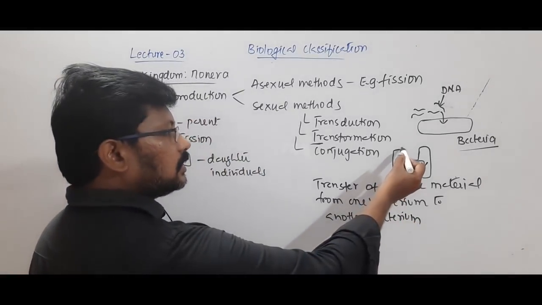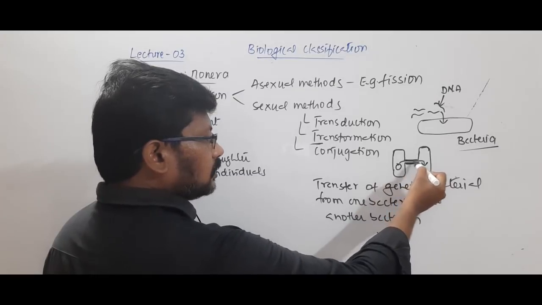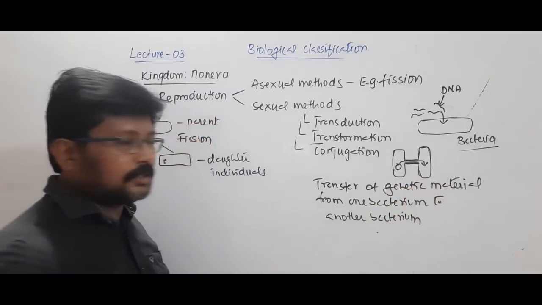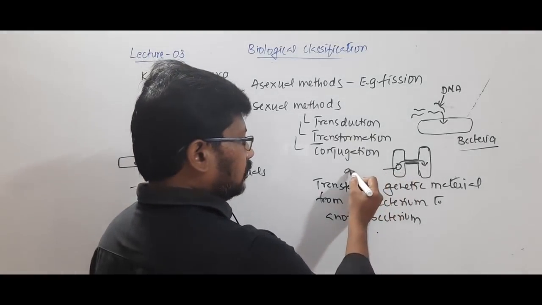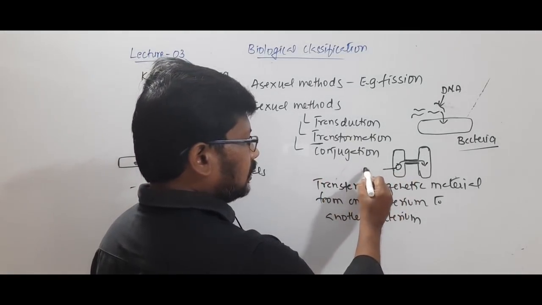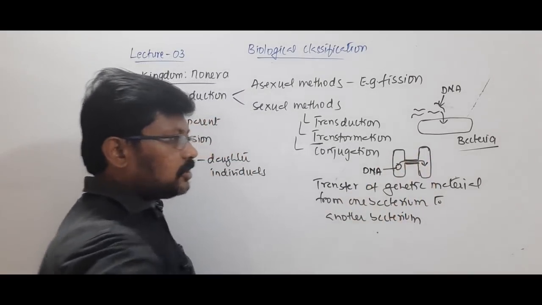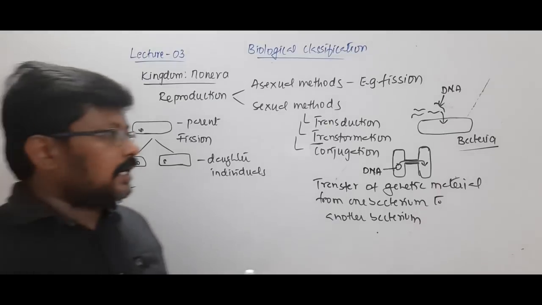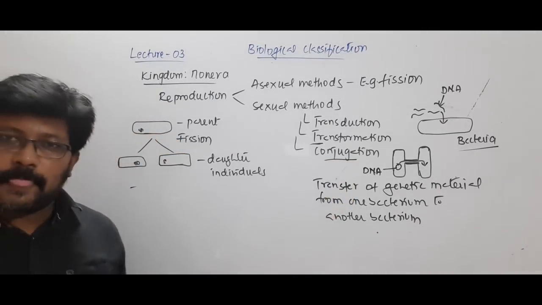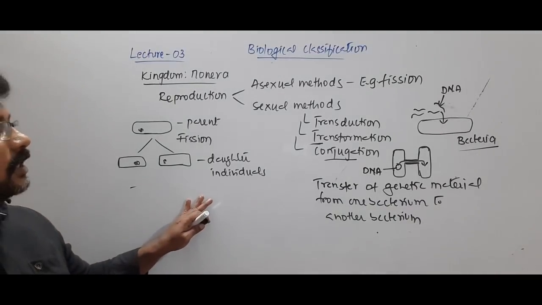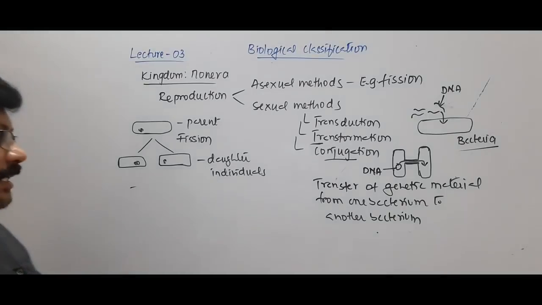So this is one bacterium, this is another bacterium, and both will form a conjugation tube that will help in the transfer of the genetic material. This genetic material is DNA. You can see here the genetic material is being transferred to another bacterium, and such a process is what we call conjugation, right? So that's about the different modes of reproduction in bacteria.